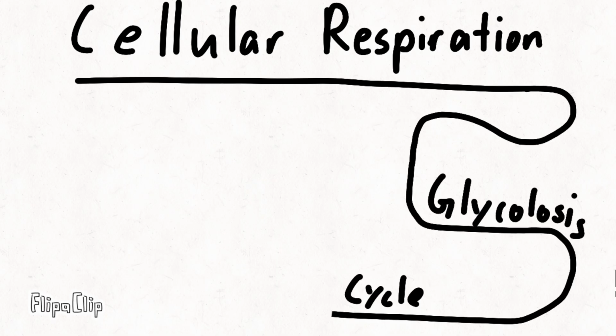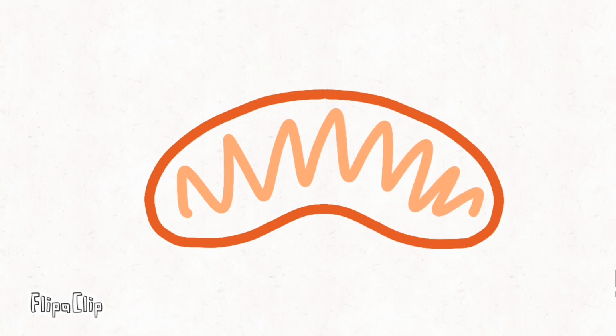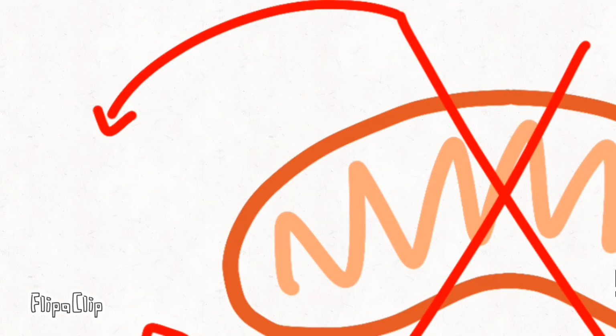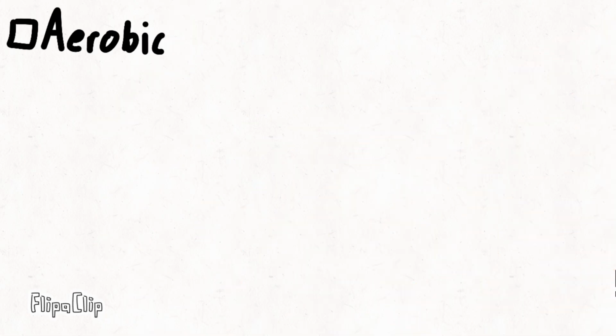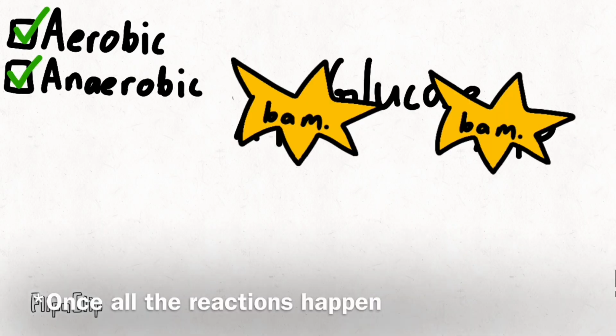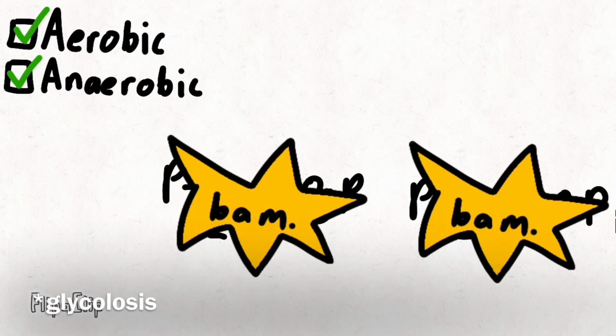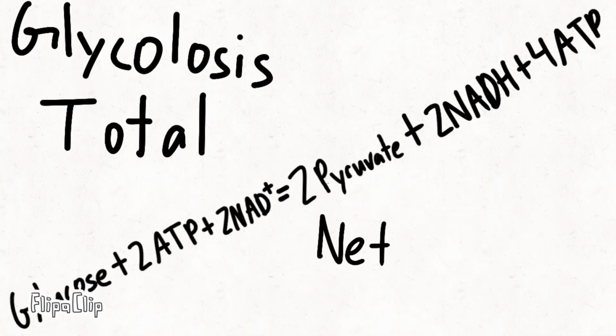The first step is called glycolysis. This step takes place in the cytoplasm right outside of the mitochondria. It occurs in both aerobic, with air, and anaerobic, without air, respiration. This starts with 1 molecule of glucose. If we combine these, we get 2 pyruvates and 4 ATPs. So the total for glucose is that mess, with a net of 2 ATP in the process being transferred over to the Krebs cycle.